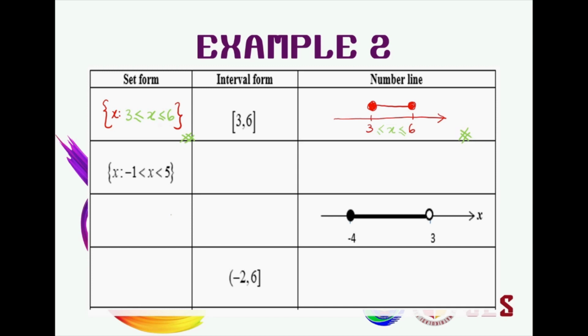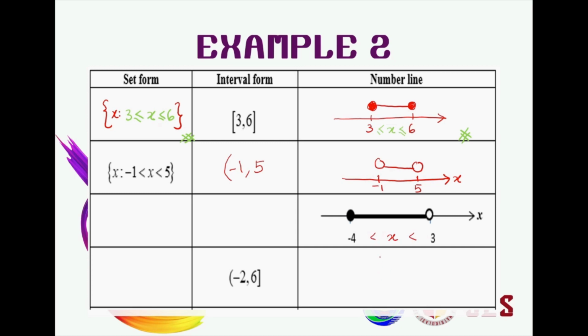Let's try the second question. Let me change the color first. I like red. So we have x from -1 until 5, but this time it has no equal sign, meaning on the number line, we have -1 and 5 with white circles for both, and connect the dots. And in the interval form, we have -1 and 5, and open brackets for them. Next question, we have a number line from -4 until 3. Let's say if I write my x here, my set is going to look like this, right? My set form.